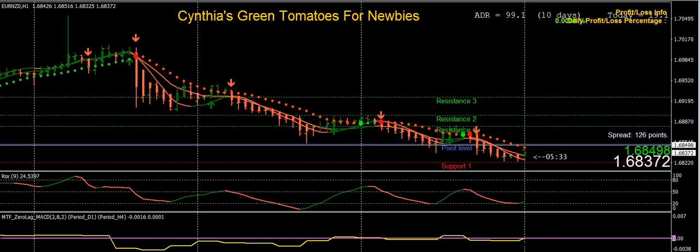I developed it especially for newbie traders who are interested but need a very simple trading system. So this is my most simple trading system I've ever created. It's very, very easy and very profitable, and I know you're going to enjoy it. But first we need to get you educated enough to know what to do.